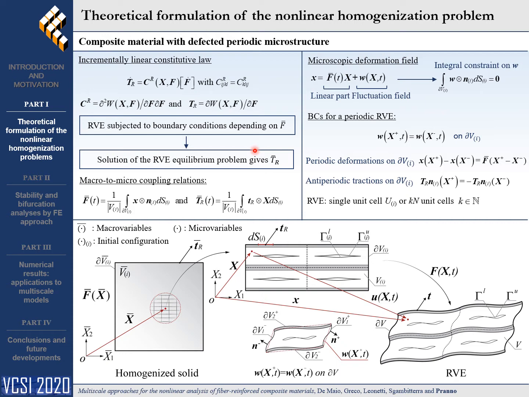The macro and the micro scales are coupled to each other by means of the classical relations that define the micro variables in terms of the macro variables on the boundaries. By splitting the microscopic deformation field into a linear part and a fluctuation one, it follows that an integral constraint must be imposed on the fluctuation field, and according to the periodic nature of the composite microstructure, this constraint can be satisfied by enforcing periodic fluctuation on the boundary of the RVE, and it leads to periodic deformation and antiperiodic traction on the RVE boundary.